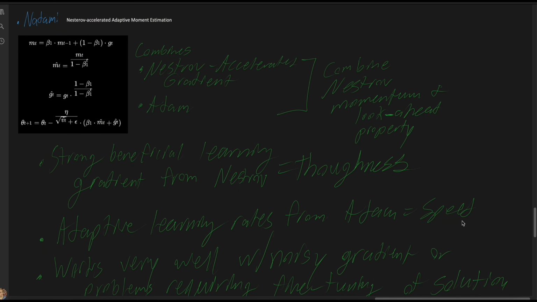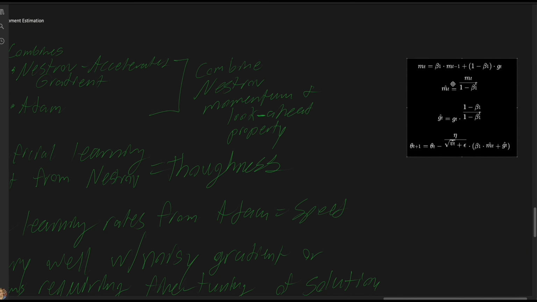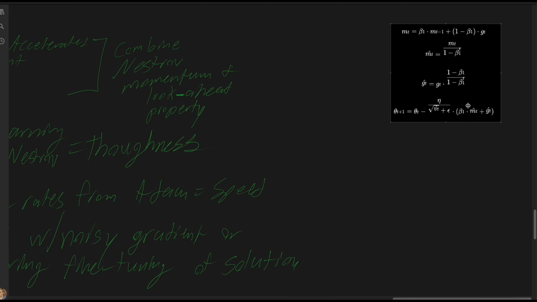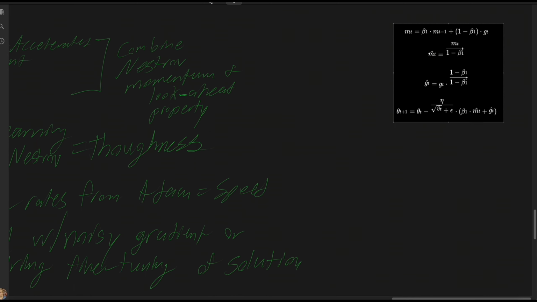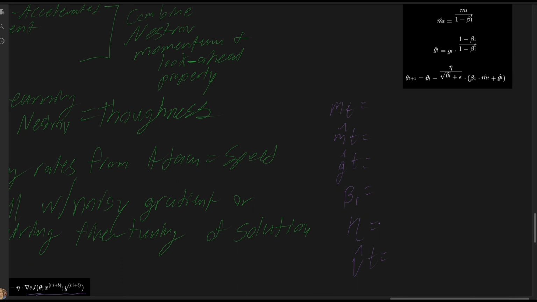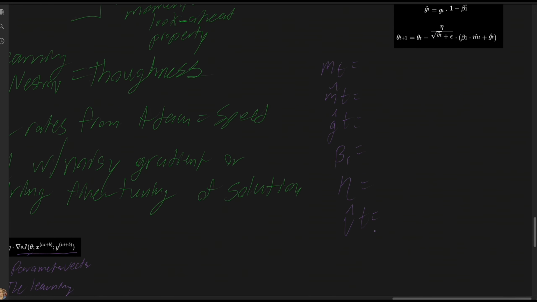And so let's go over the symbols. For the following symbols, NADAM has m of t, m hat t, g hat t, beta 1, nu, phi hat t, and epsilon.